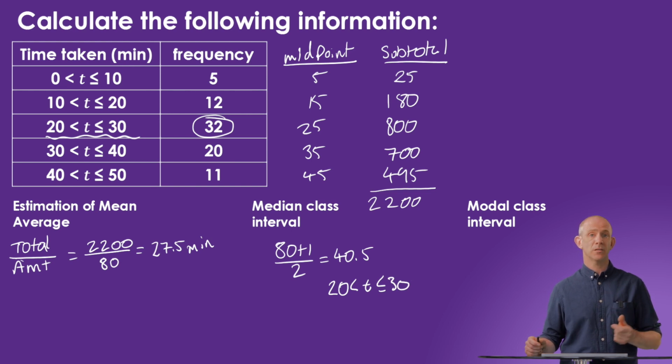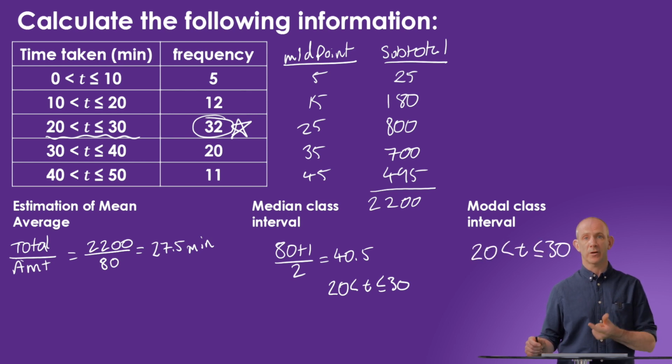To judge the modal class interval, we can quite simply look for the class interval with the most pieces of data in it. And we can see this is also the category greater than 20 up to and including 30.